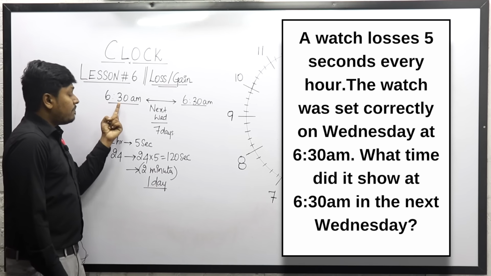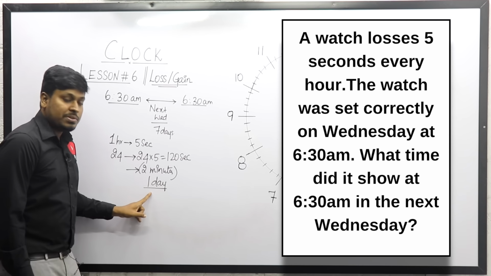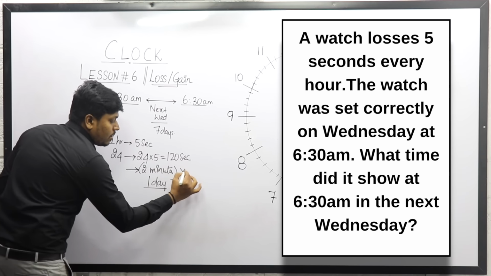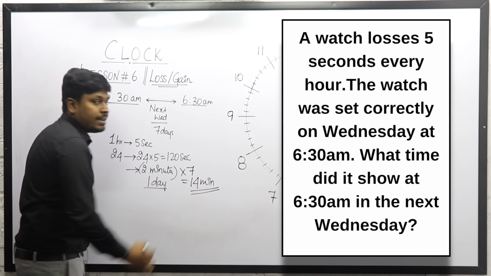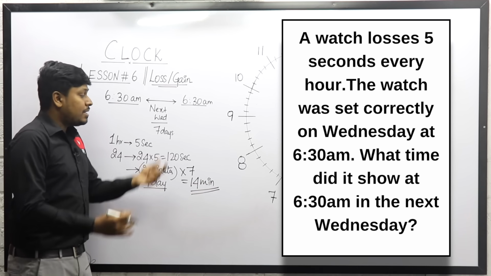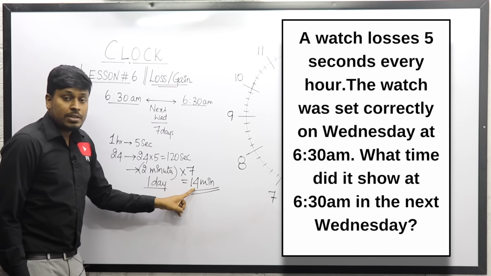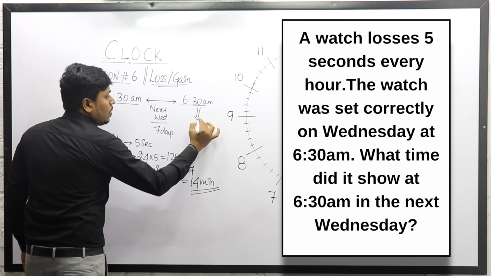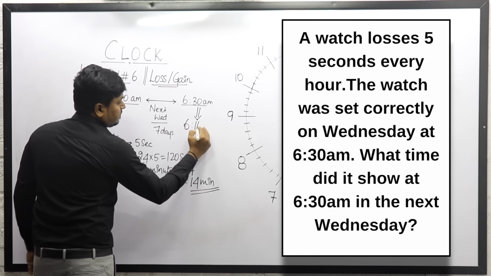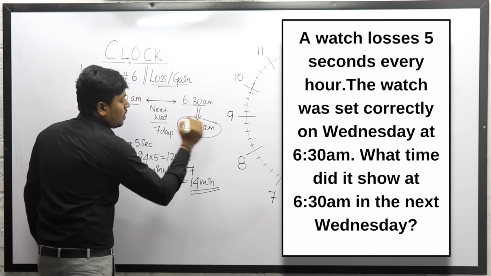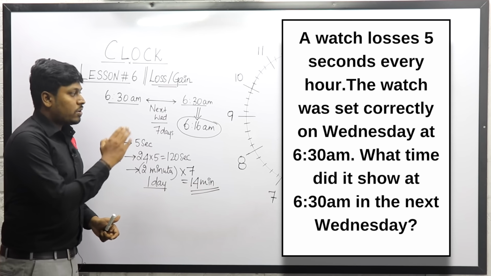So our target is from this Wednesday to the next Wednesday, which is 7 days difference. For every 1 day the clock is losing 2 minutes. For the complete 7 days, the clock loses 14 minutes. The clock will be lagging. Understood? The clock loses 14 minutes for 7 days. So the right clock will show 6:30 a.m. but the wrong clock is losing 14 minutes. So the wrong clock will show 6, and subtract 14 from 30, which will be 16. So finally the wrong clock will show the time as 6:16 a.m. So this will be the answer for question number 5.